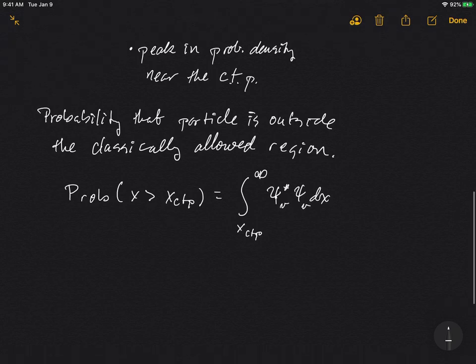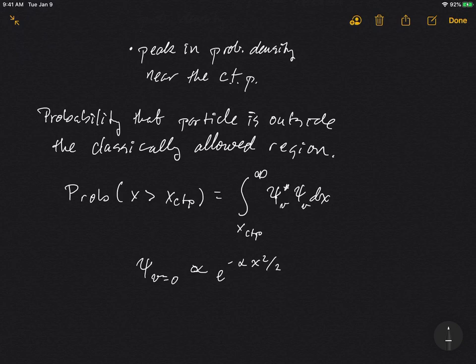And of course, we know that these functions have as a critical component, at least especially for v equals 0, a factor proportional to e to the minus alpha x squared over 2. It's this Gaussian bell curve.